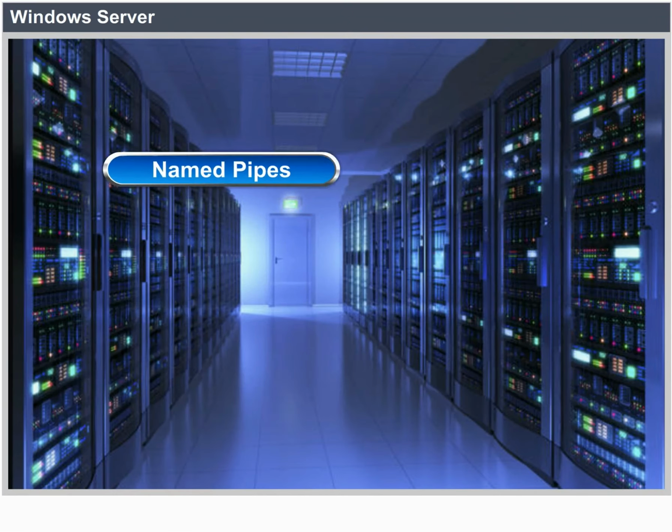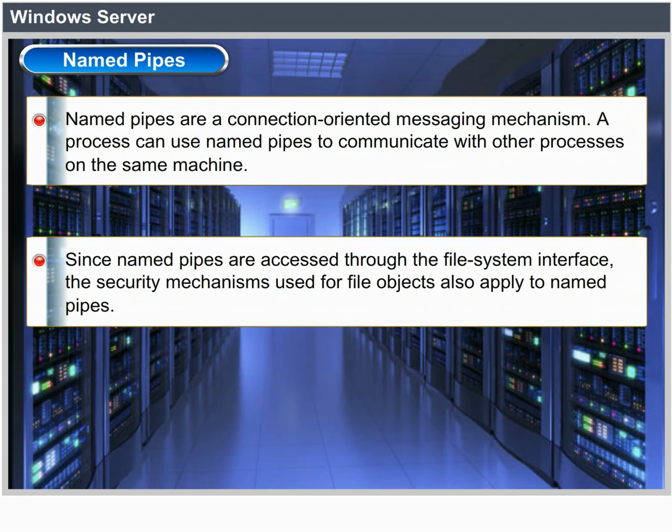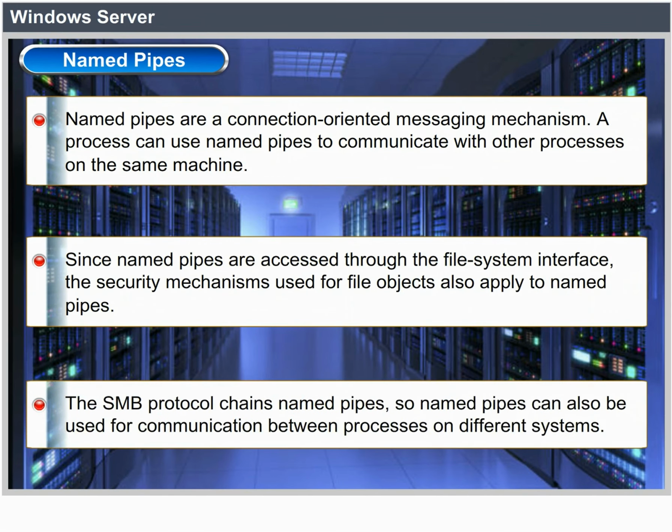Named pipes. Named pipes are a connection-oriented messaging mechanism. A process can use named pipes to communicate with other processes on the same machine. Since named pipes are accessed through the file system interface, the security mechanisms used for file objects also apply to named pipes. The SMB protocol supports named pipes, so named pipes can also be used for communication between processes on different systems.